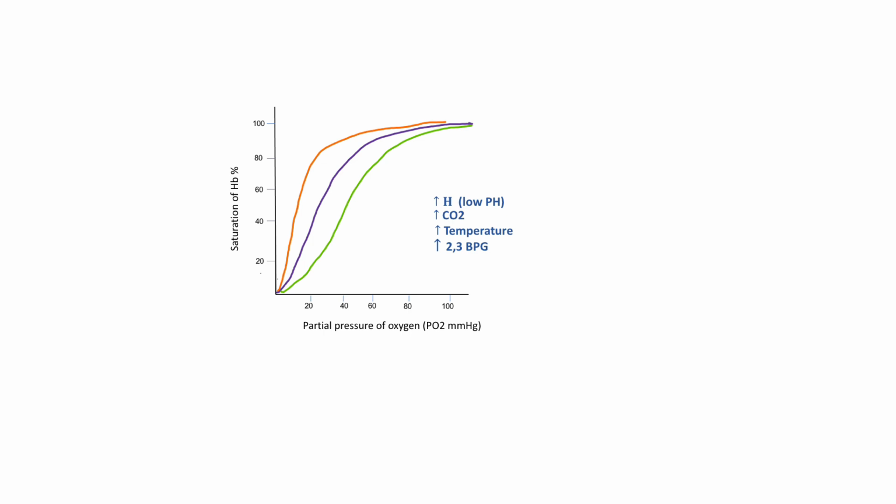So these factors decrease affinity of hemoglobin for oxygen, and this results in offloading of oxygen in tissues, and this also shifts the oxygen dissociation curve to the right. Binding of hydrogen ion and carbon dioxide to hemoglobin actually favors the T state of hemoglobin, and we know that the T state of hemoglobin has low affinity for oxygen binding.